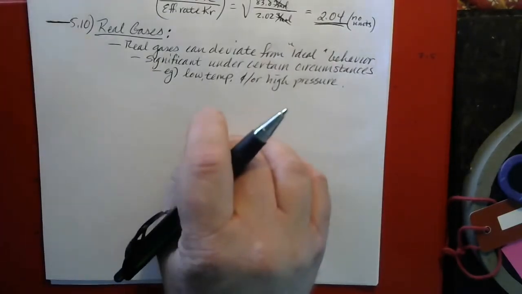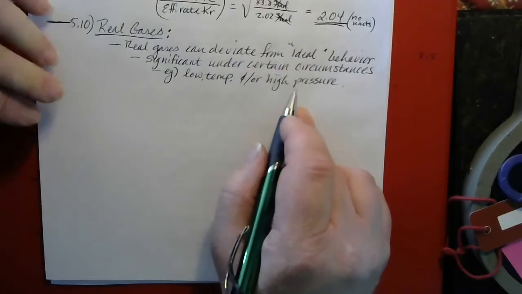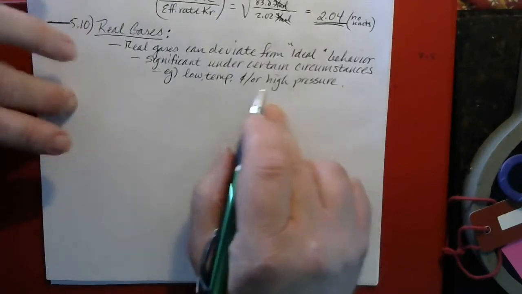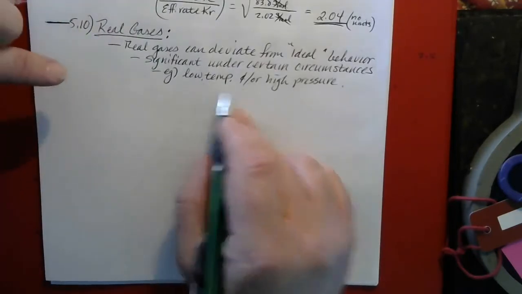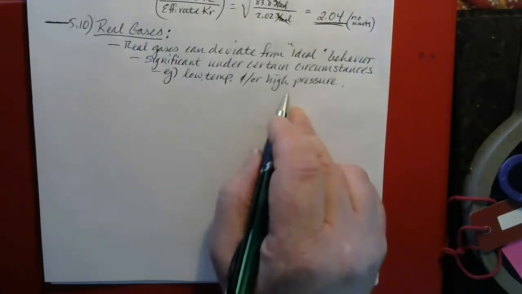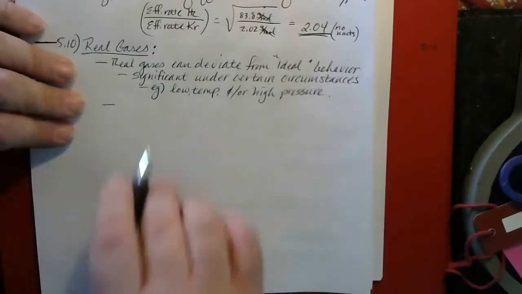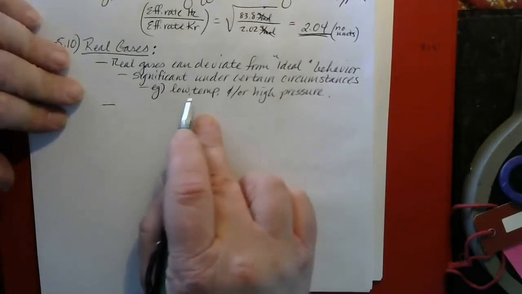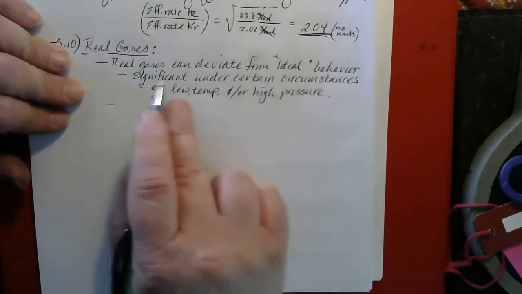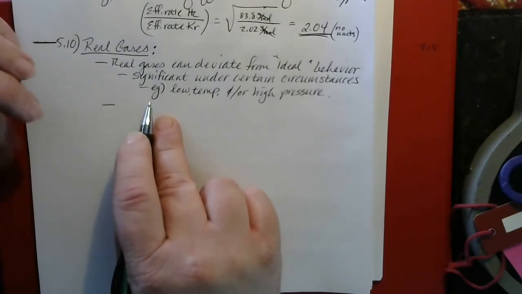There can be deviations under other conditions. And of course, what exactly is low temperature and what exactly is high pressure can actually vary somewhat from one gas to another. So how low the temperature has to be or how high the pressure has to be can change somewhat depending on what gas you're dealing with. Okay, so under conditions of low temperature and/or high pressure, real gases can deviate, sometimes significantly, from ideal behavior.